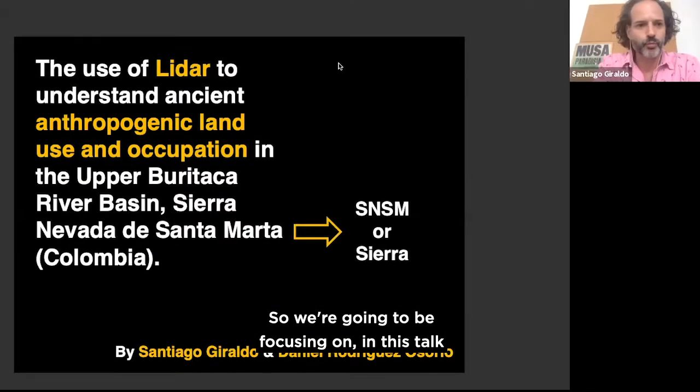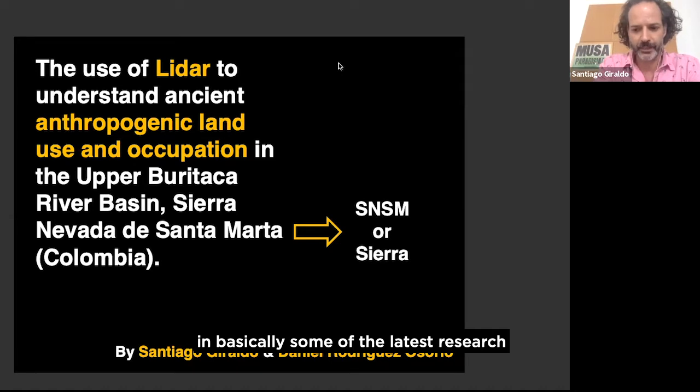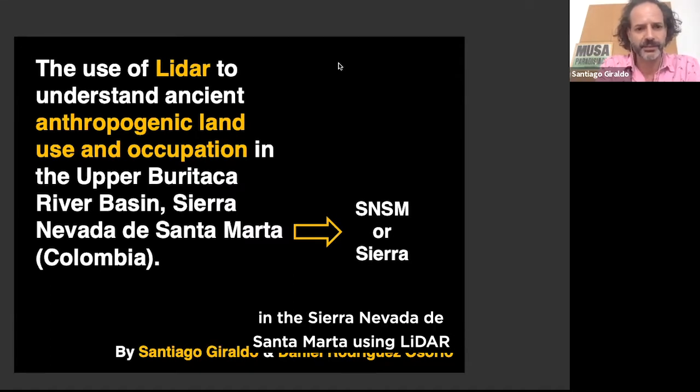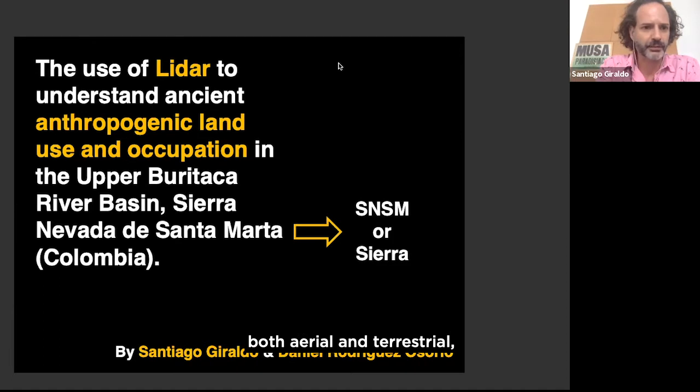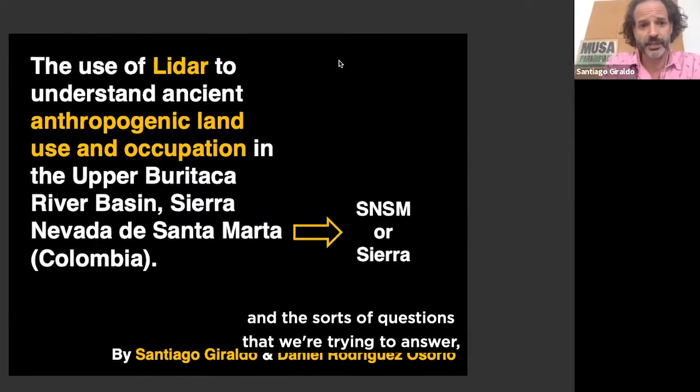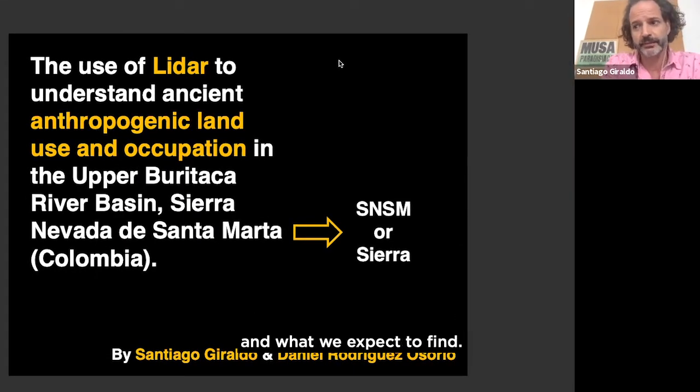So we're going to be focusing in this talk on some of the latest research that we've been conducting since 2019 in the Sierra Nevada de Santa Marta using LiDAR, both aerial and terrestrial, and how we got there, and the sorts of questions that we're trying to answer, and what we expect to find.